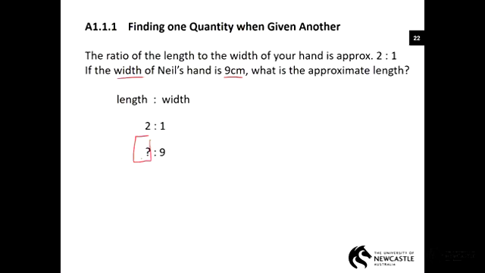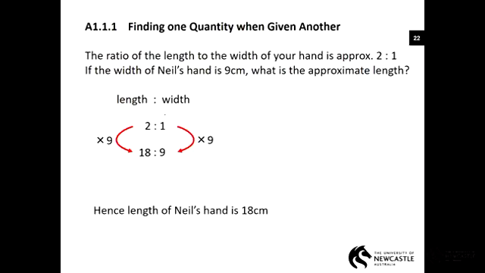Now, there's two ways to find the other side. We can say, well, what happened to the 1 to get to a 9? Clearly it got multiplied by 9, so let's do the same to the other side, and it's 18. Okay, fairly straightforward. That's one way to do it. So I can look at between here and here. The other way I can do, which is just as good, is look between here and here.